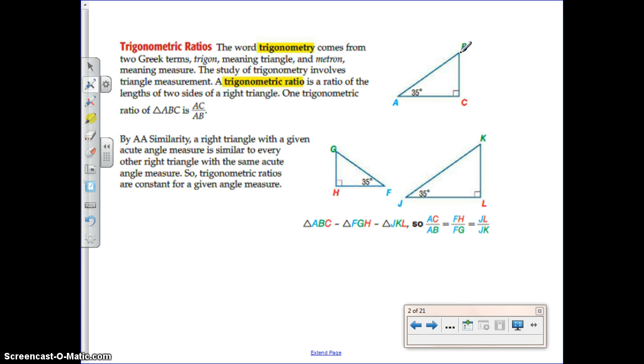And then by AA similarity, a right triangle with an acute angle is similar to every other right triangle with that same acute measure. So we see here that GFH and JKL both have 35-degree acute angles as well as ABC, so all three of these triangles are similar, meaning that all three of these ratios are also equal.